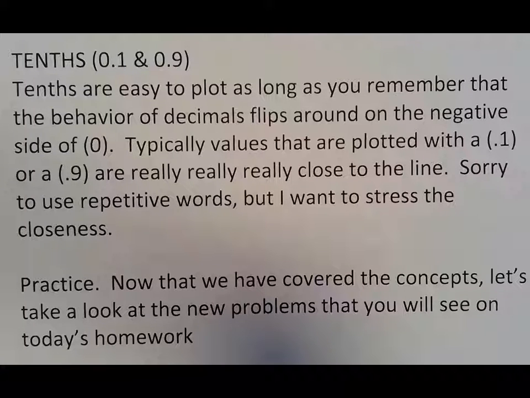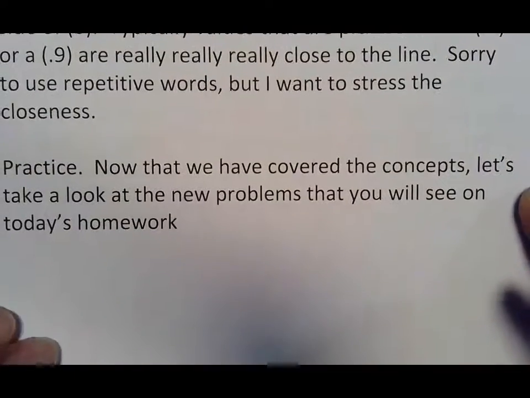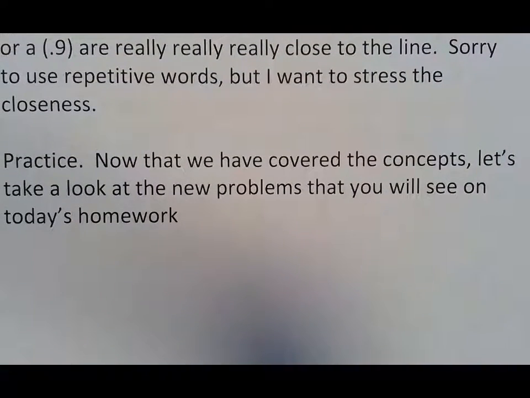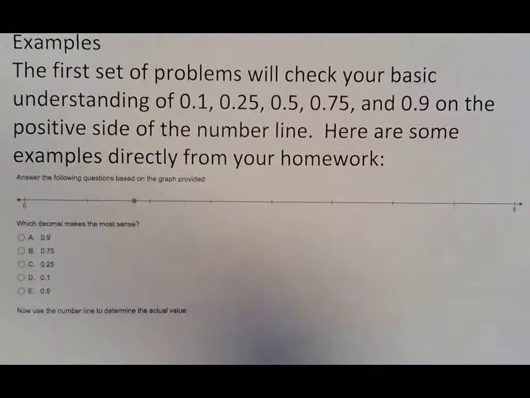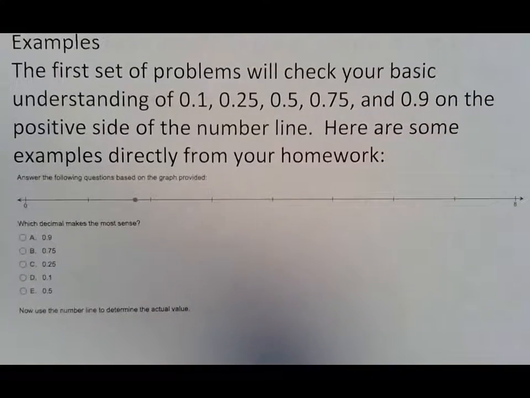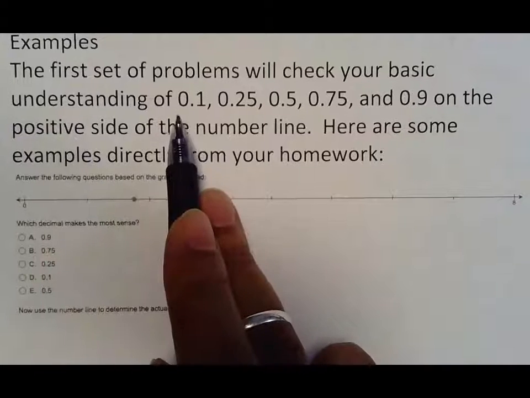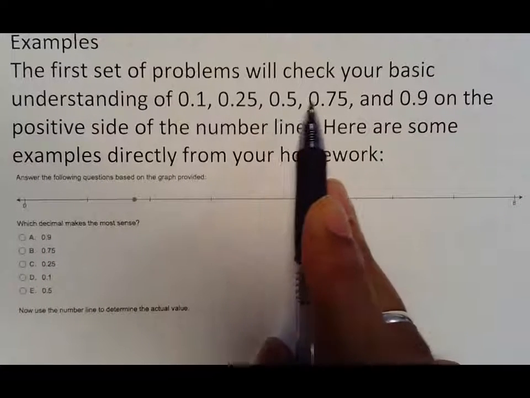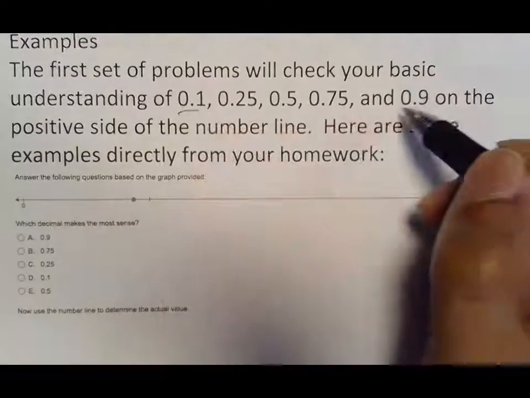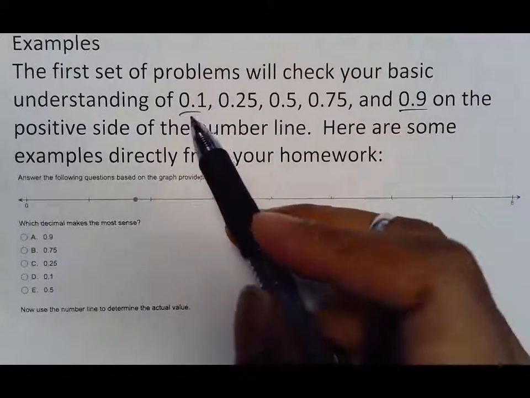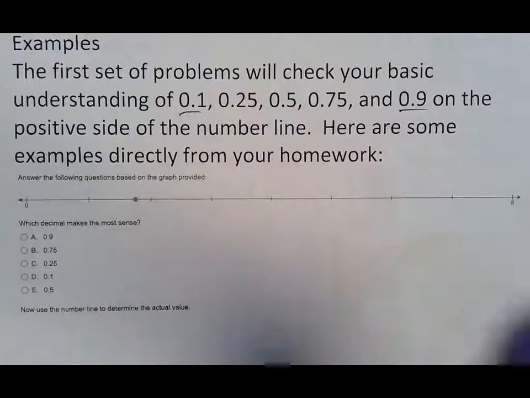So now that we've covered the concepts, let's look at some problems that you're going to see on your homework so we can get to the actual work that you're going to be doing. The first set of problems is going to check your basic understanding of 0.1, 0.25, 0.5, 0.75, and 0.9. Again, I'm not going to cover 0.1 and 0.9 because you'll see that they don't fit anything else. So it's kind of like a process of elimination.